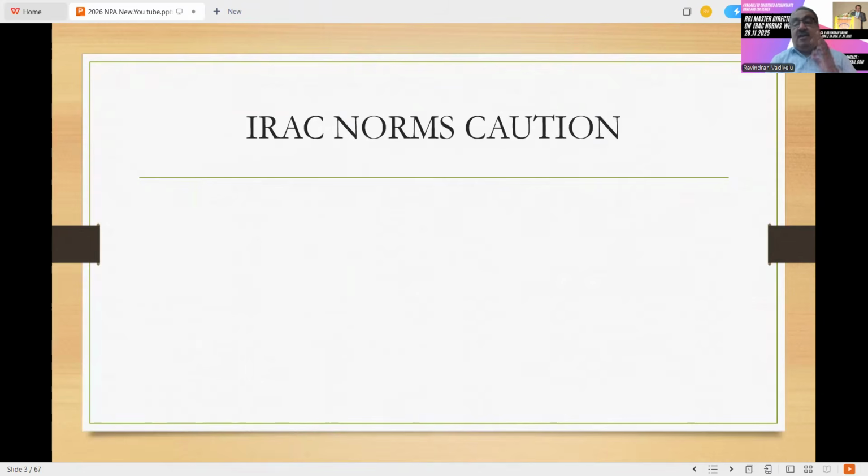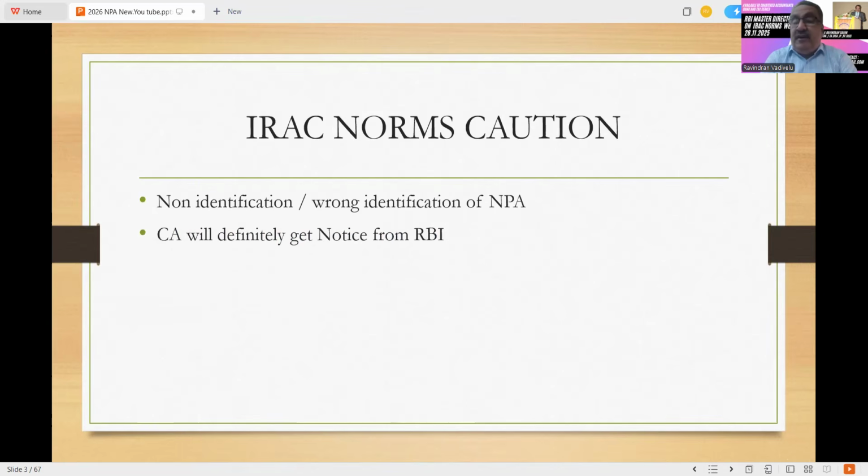And next one is the caution. With the caution, I want to start today's presentation. Non-identification, non-classification, or wrong classification of NPA, the chartered accountant will definitely get notice from Reserve Bank of India. This is the latest thing, and most of the chartered accountants who have not classified the NPA correctly due to some negligence or due to some pressure given by the banks, receive the notice from the Reserve Bank of India.